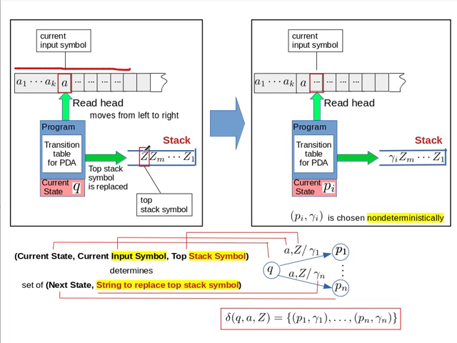This top symbol is replaced, so this Z is replaced by this string. This is a collection of multiple stack symbols, right? This small gamma I. So the stack is changed in this fashion. So this is just one time step. In some time step you are here, and in the next time step you are here, and it is non-deterministic because this I is chosen non-deterministically.